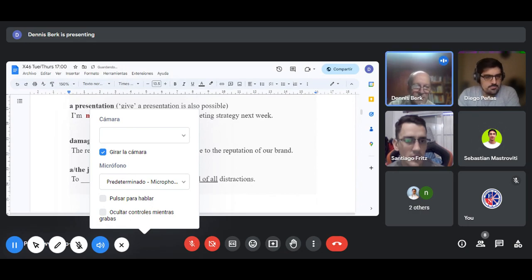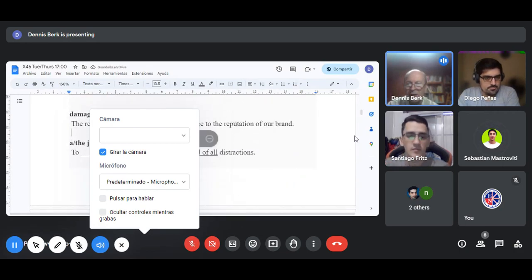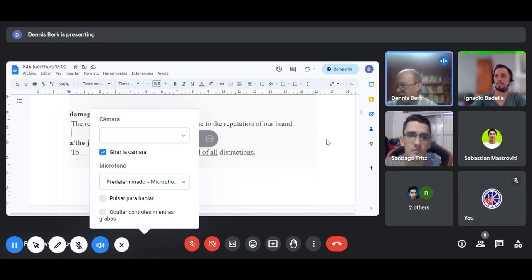It's like an action. It has done huge damage to the reputation of our brand. Well, this one then is a job.